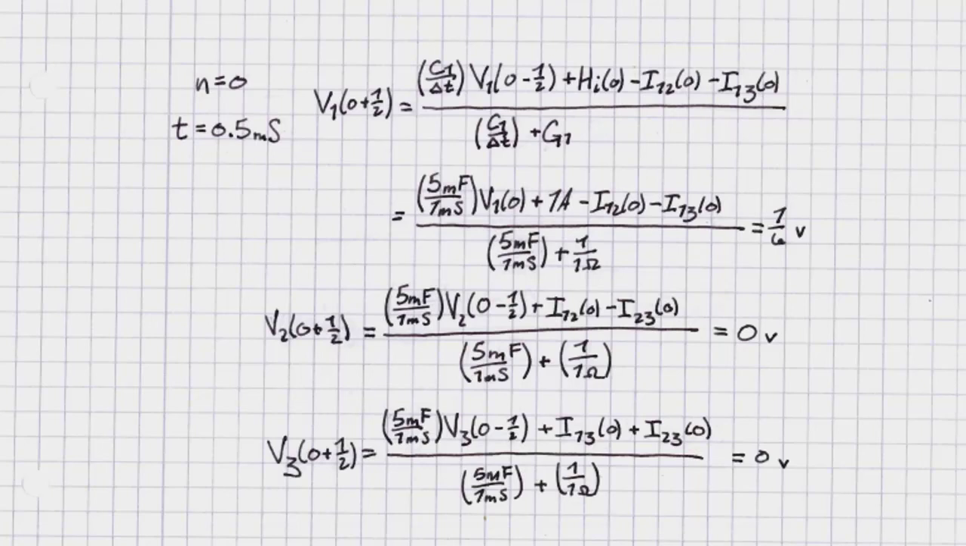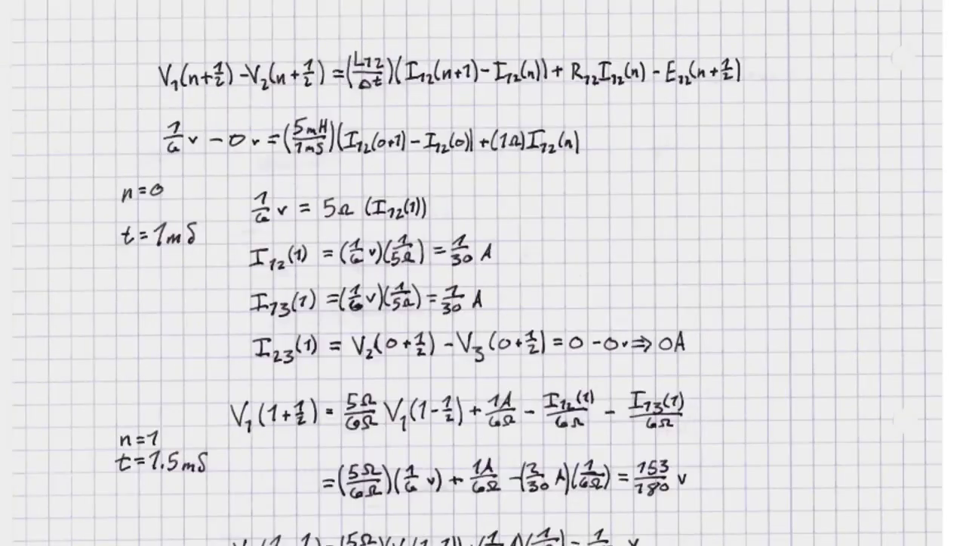We can use these exact same numbers and equations to calculate V2 and V3 at the 1/2 time step. At t equals 0, calculating at the 1/2 time step, we have calculated for 1/2 of delta t, or in this case, 0.5 milliseconds. Now that we've calculated V at the first time step, or V of 1/2, for V1, V2, and V3, we can calculate I through segment 1,2, I through segment 2,3, and I through segment 1,3.